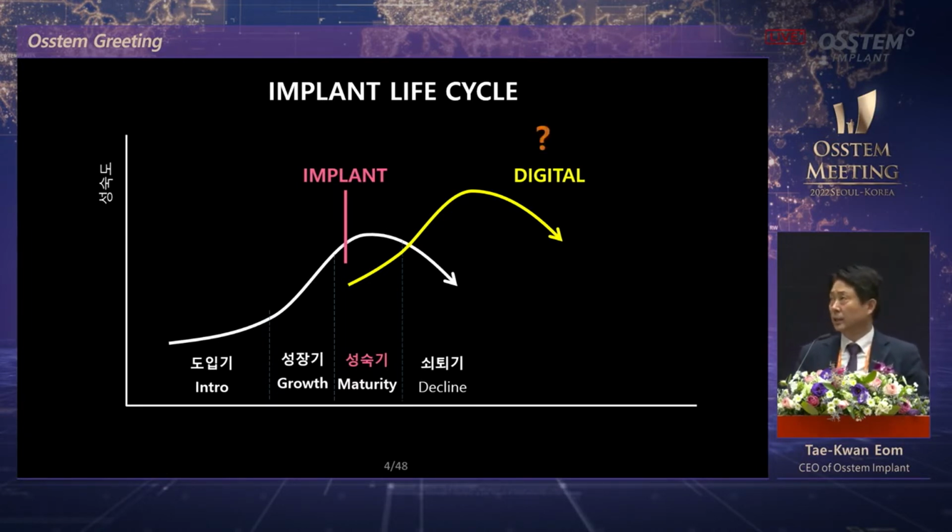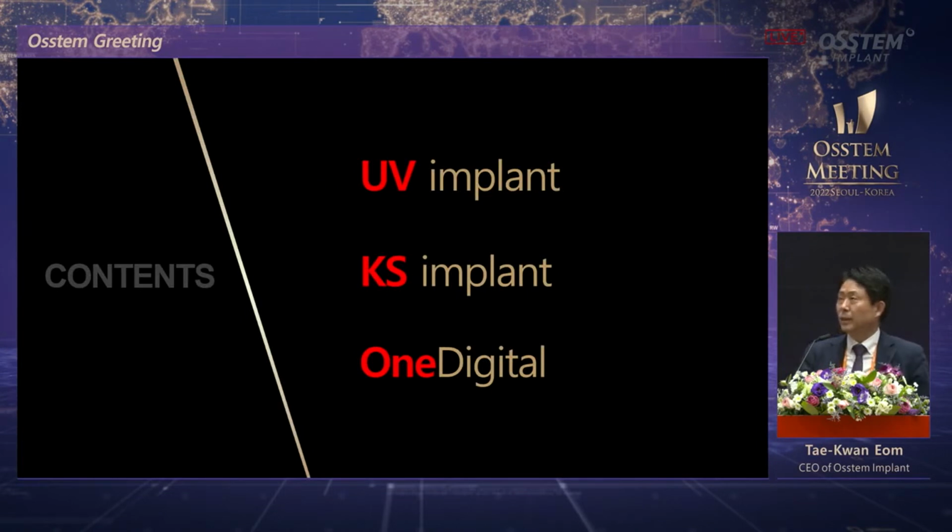What about things other than digital? I believe there are many research activities going on, unlike in Osstem, trying to find another cycle. And then we are actually failing in many attempts in such efforts. And I'm going to share my thoughts on this.